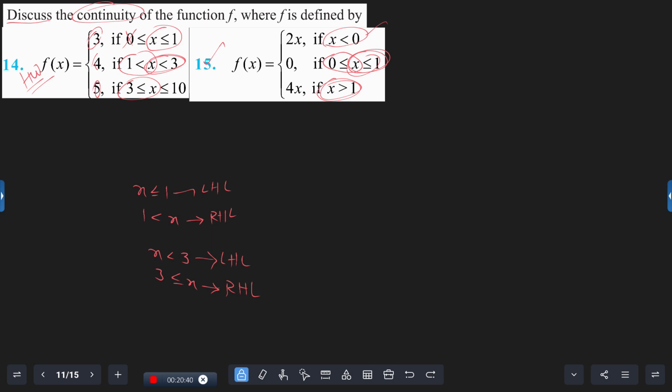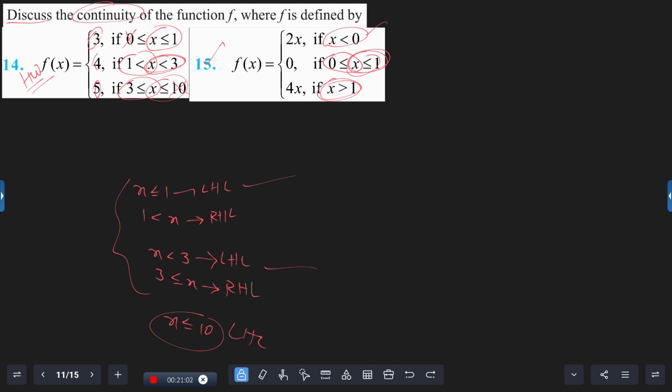For 3 we have both, so 3 also you have to consider as one limit. So 1 is one limit, 3 is one limit. If you take 10, x less than or equal to 10, for 10 we have the LHL, but the RHL is not there. So 10 we should not consider. So 0 and 10 you should not consider. In the 14th one, 1 and 3 you have to do separately.